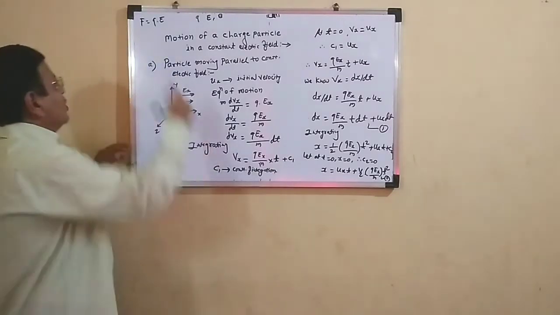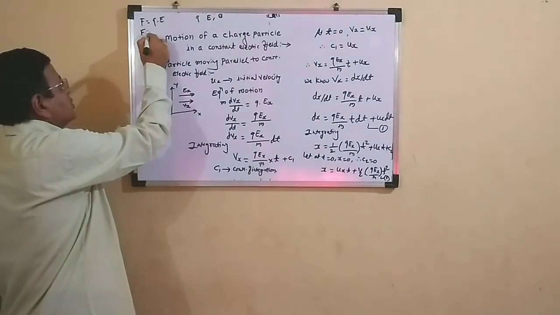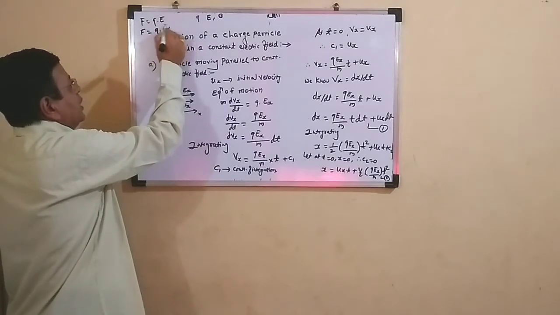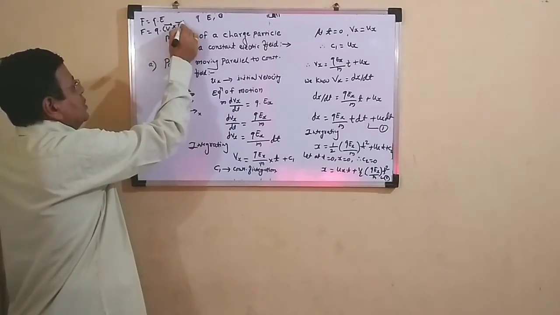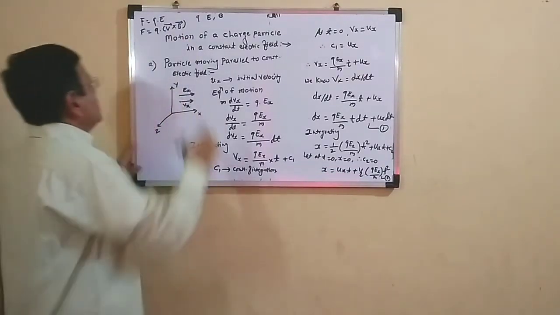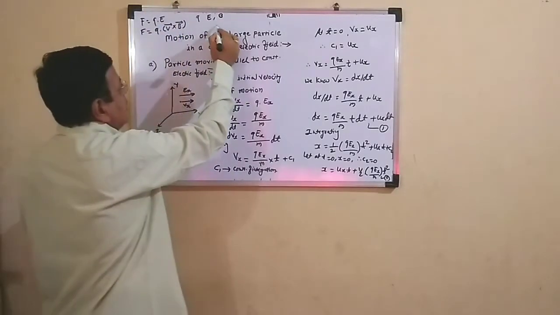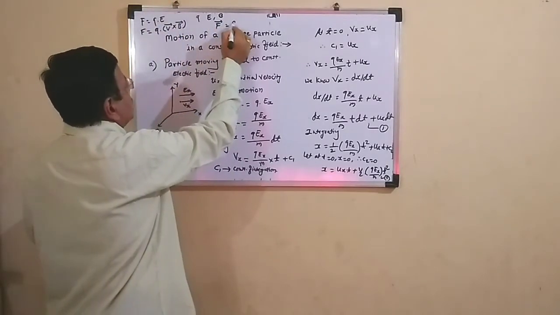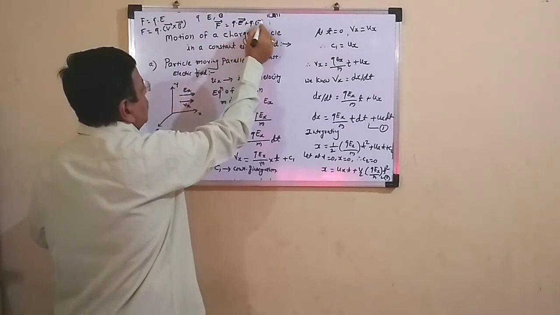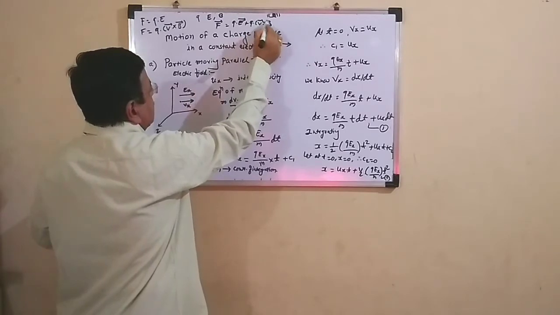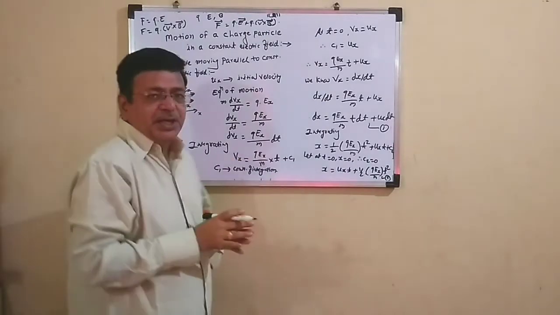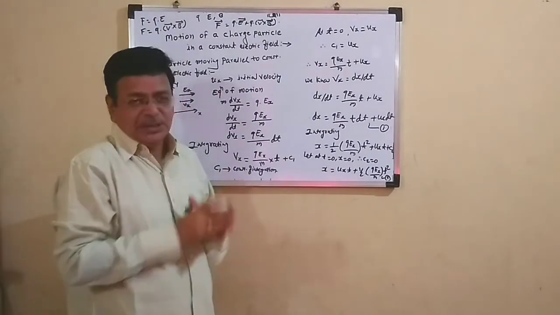In that situation, what is the force created by the application of the magnetic field? That value is Q into V cross B. So the total force in the presence of the electromagnetic field is the summation of these two forces, that is F is equal to Q into E plus Q into V cross B. This is the force acting on the charged particle when the electromagnetic field is present.